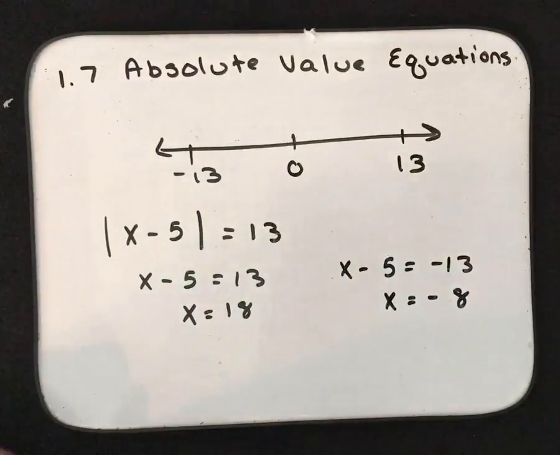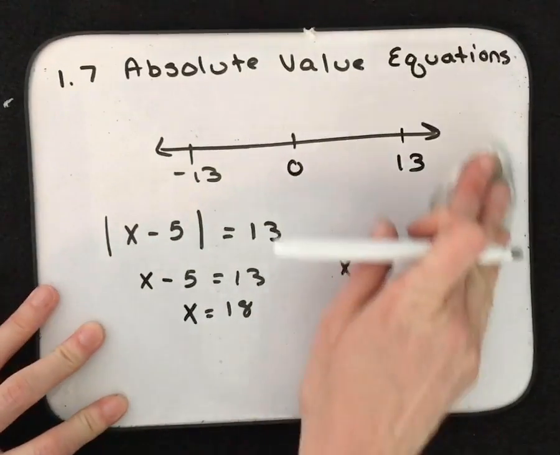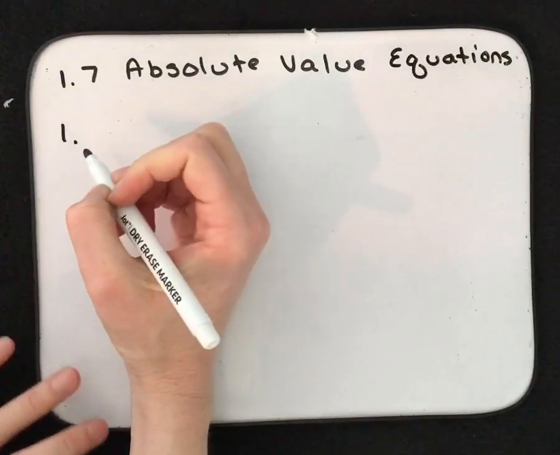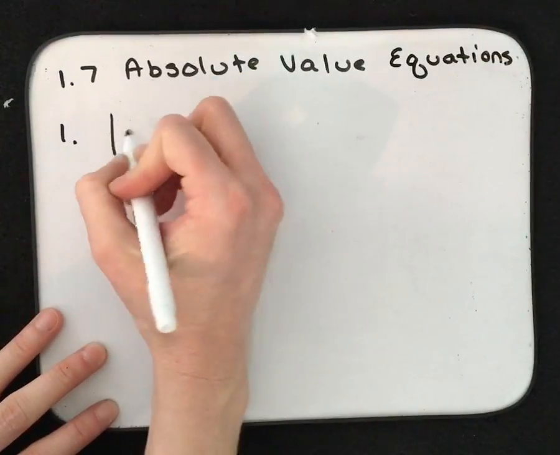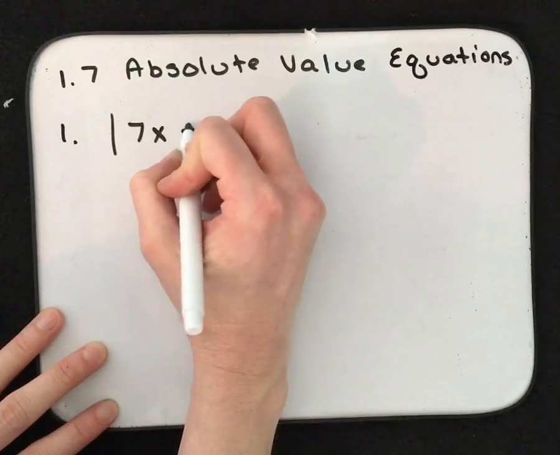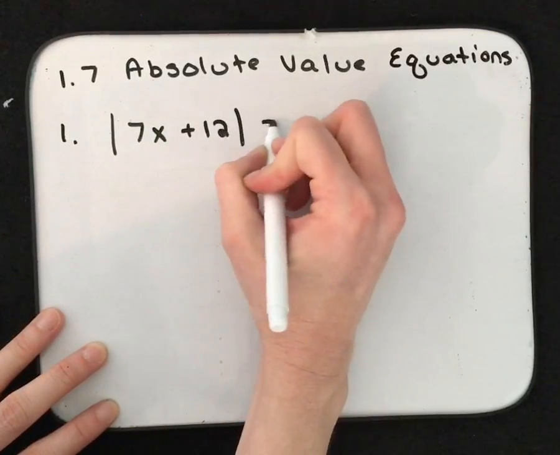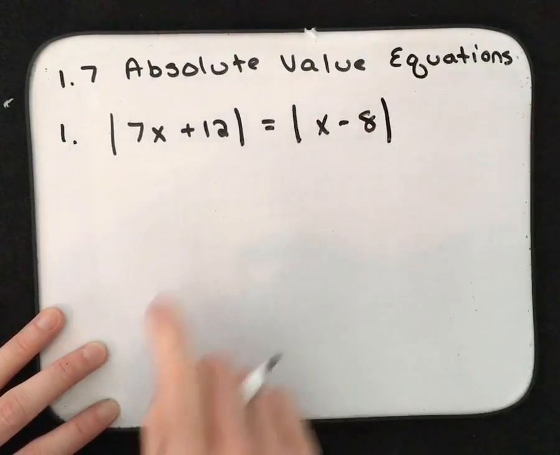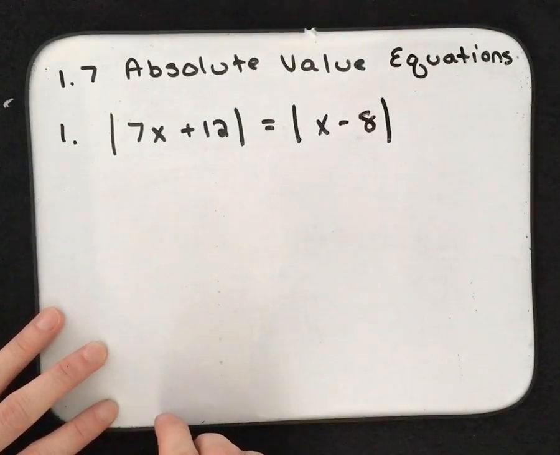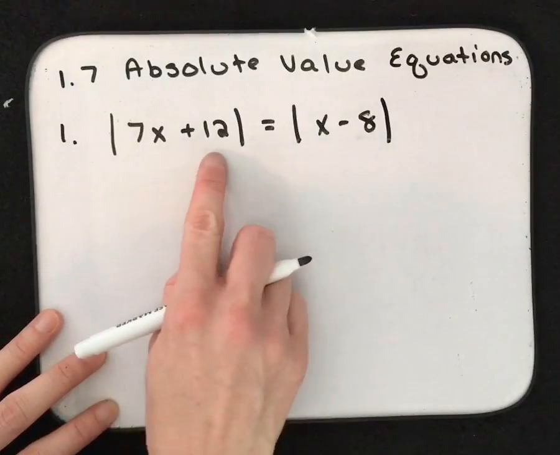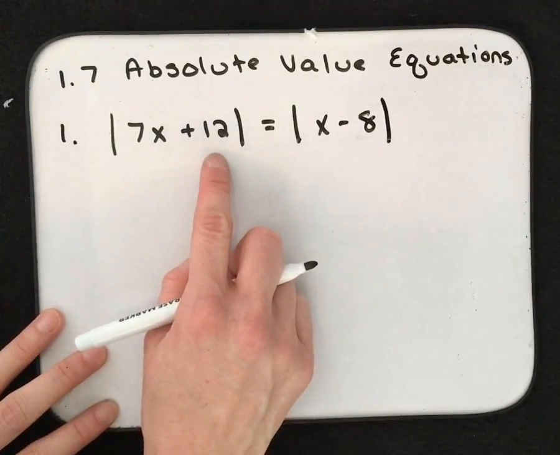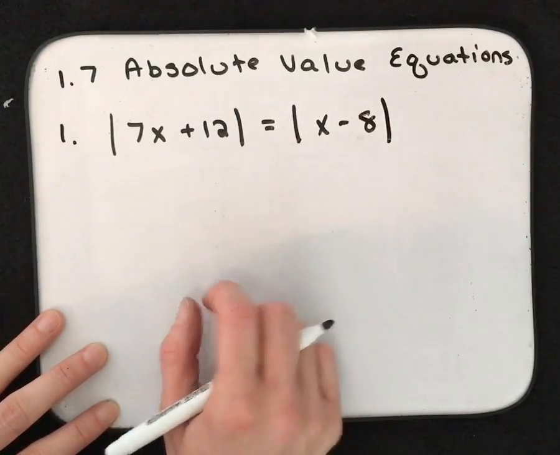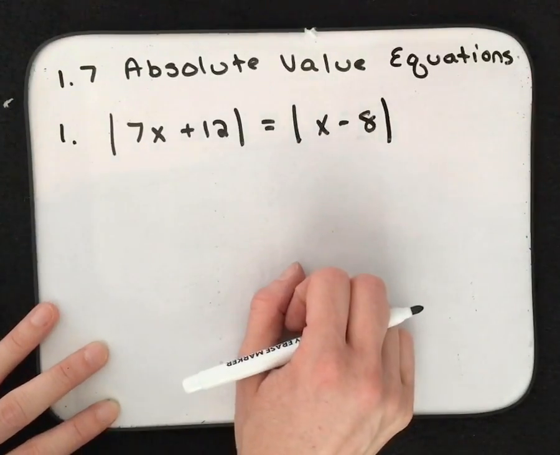Let's try some. Number 1. Absolute value of 7x plus 12 equals the absolute value of x minus 8. We have an absolute value on both sides in this case. So what that means is, if I have the 7x plus 12, I have to consider that it could be the negative of x minus 8. Or I have to consider that it could be the positive of x minus 8.